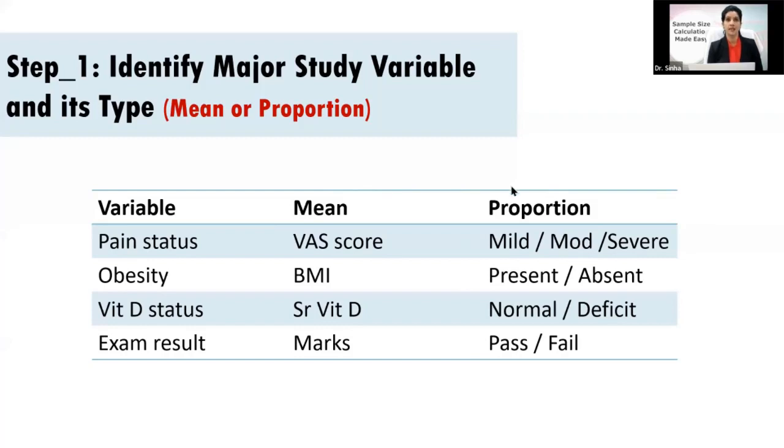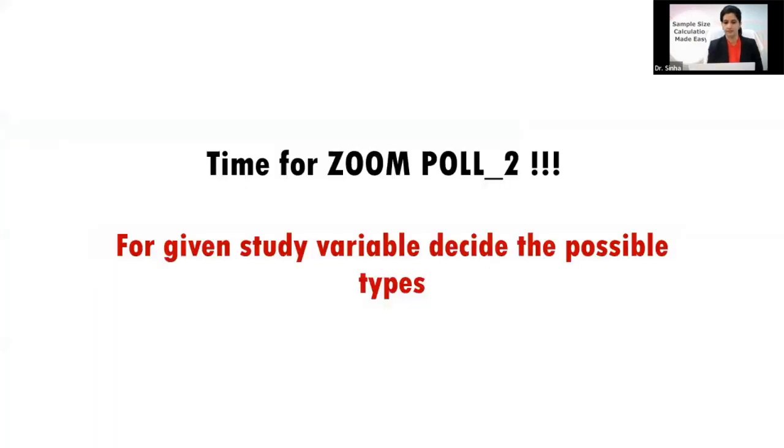So for your sample size, the first step is to identify a major variable: whether you want your main study variable in the form of a mean, or a continuous variable, or in the form of a proportion. That's the first step.